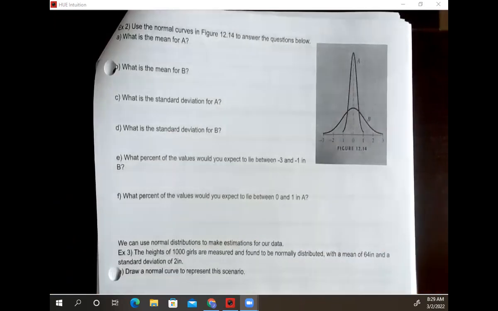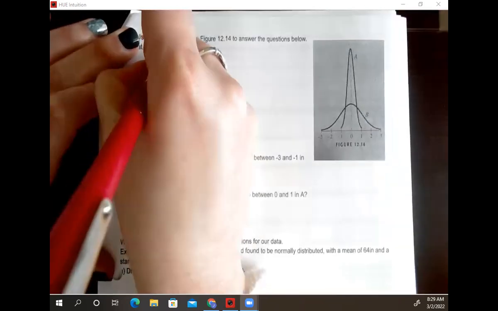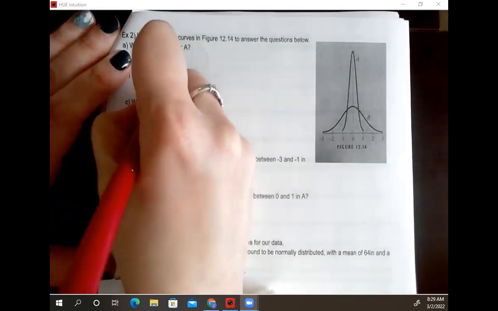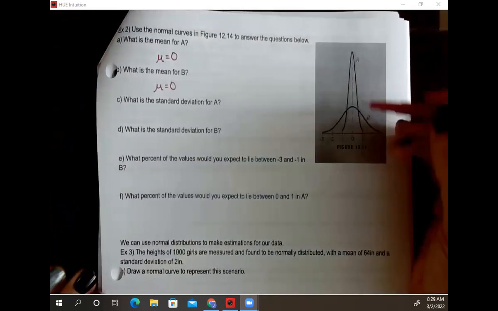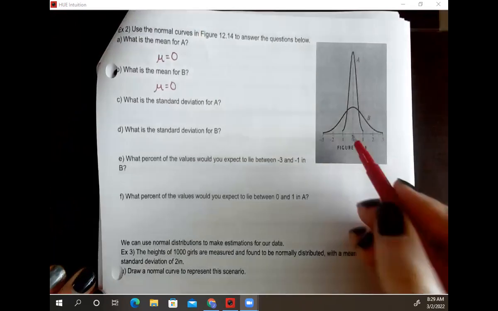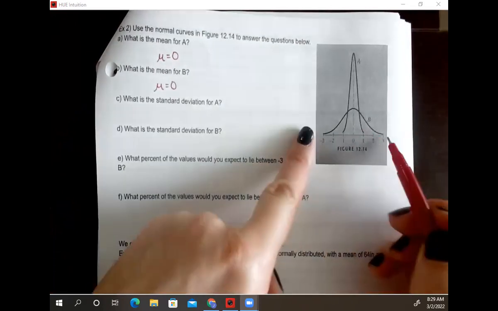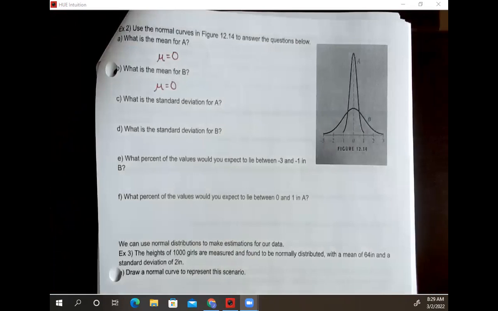So my first couple of questions here ask about the mean for A and the mean for B. Well, the mean for A is 0. I'm going to practice my notation here. The mean is 0 for A. The mean is also 0 for B, right? The highest point of curve B is right over the top of A. So we've got two sets that have the same mean. They're both normally distributed sets. They're shaped a little differently though. Notice that A is much narrower, B is much wider. That's because they have different standard deviations.